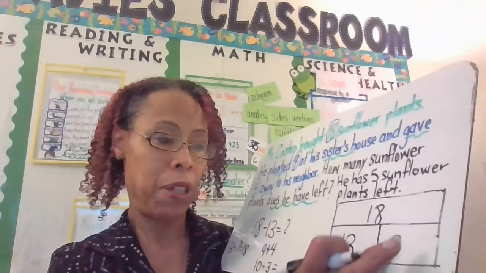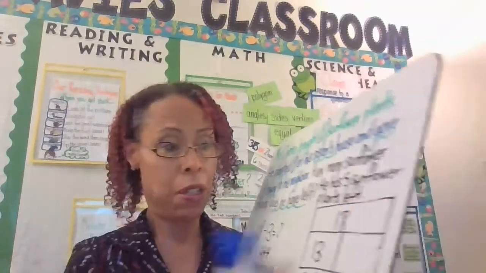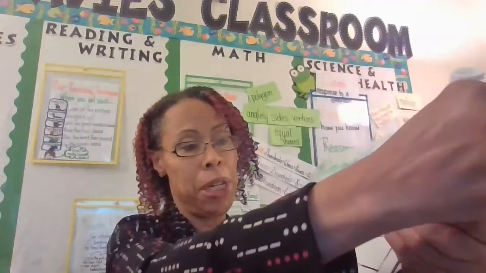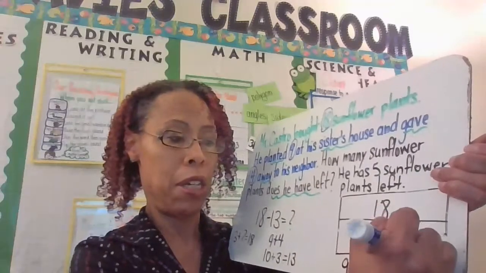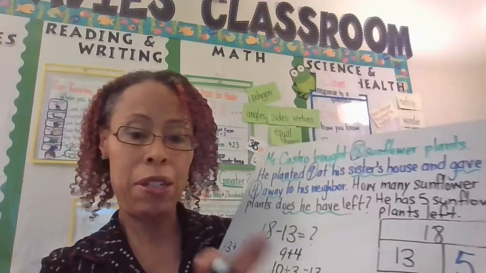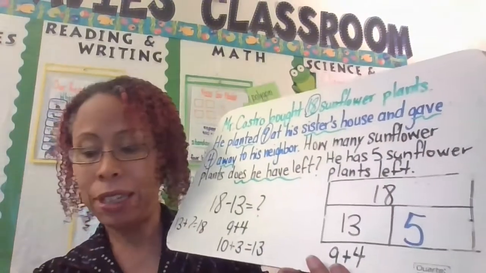And we can go ahead and put the 5 right here and maybe change the color so we'll be reminded that this is the number that was originally the unknown. So 18 minus 13 equals 5. He has 5 sunflower plants left.